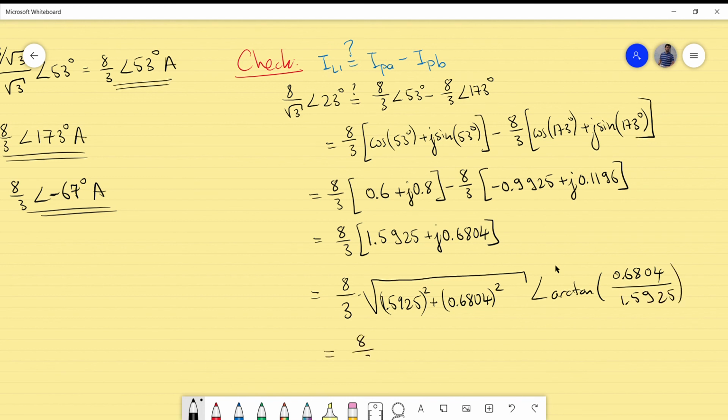Now let's calculate this. This is 8 divided by 3. And if you do the math very carefully and in very exact form, you will get exactly square root of 3. So this one will result in square root of 3, and this phase, the arctangent of this expression, will be 23 degrees. So what you have is the following: 8 divided by 3 times square root of 3 will result in this. And if you simplify this expression, you will have 8 divided by the square root of 3, and the phase is exactly the same.